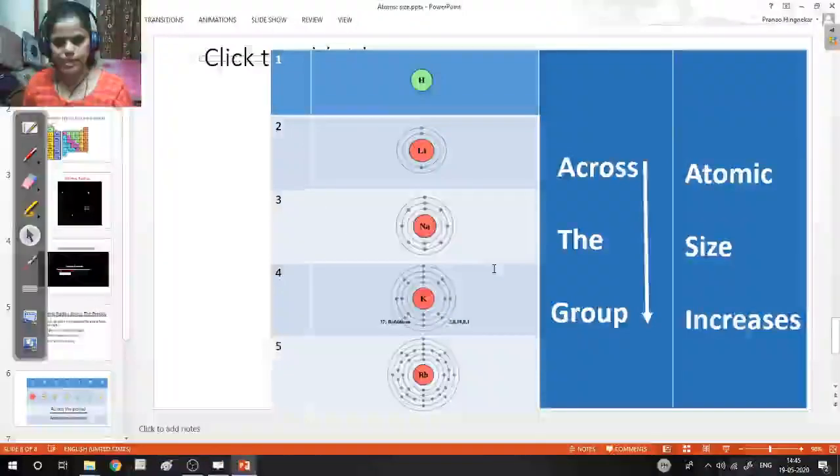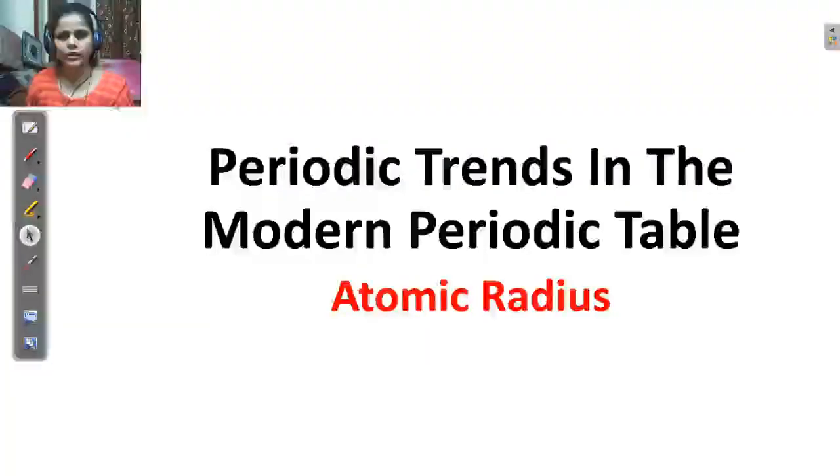Let's study science. In this lecture, we will study the periodic trends in the modern periodic table and also the property of the atomic radius. And we will see how the atomic radius varies from left to right across the period and from top to bottom down the group.